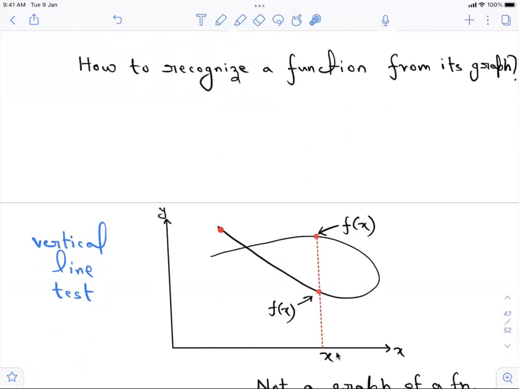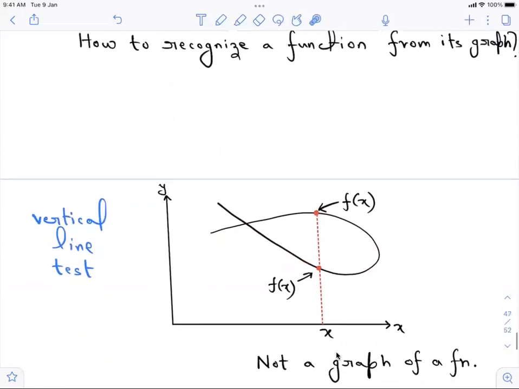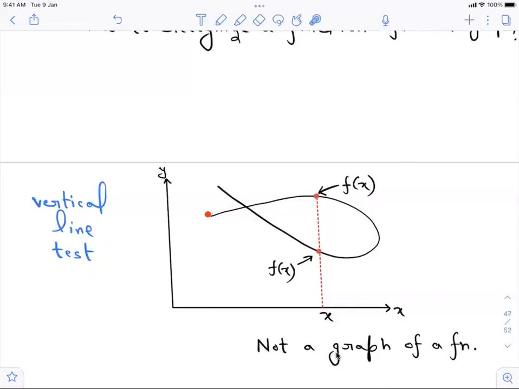So suppose some rule, when I plot that on the XY plane, I end up getting something like this. Okay. And so is this the graph of a function? That's the question. So it can't be.